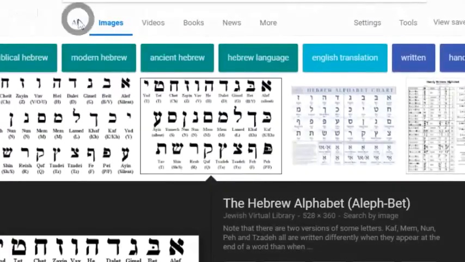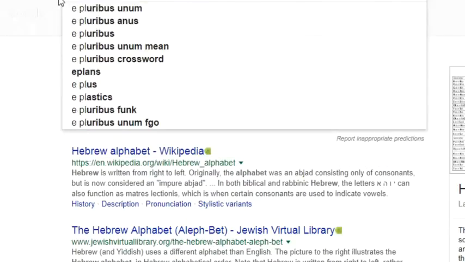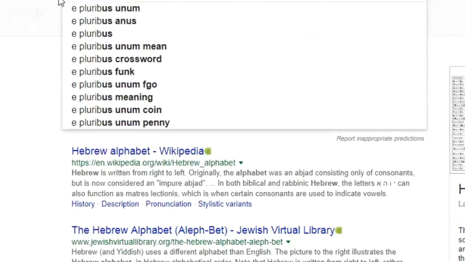Let me go to all. Let me see. E pluribus unum.